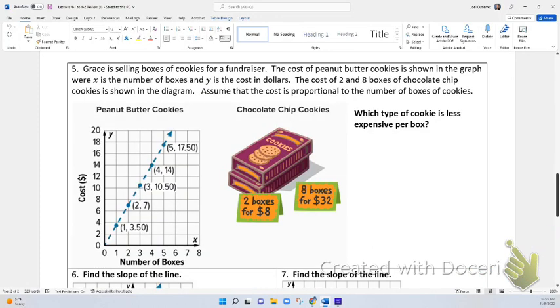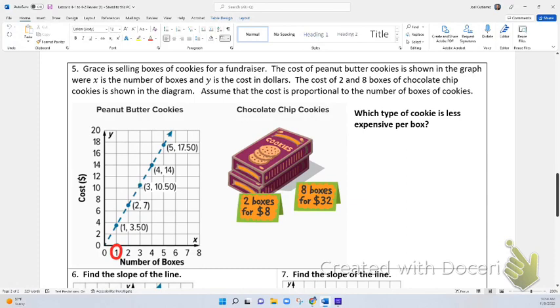All right, so for number 5, it says Grace is selling boxes of cookies for a fundraiser. The cost of peanut butter cookies is shown in the graph, where the cost of chocolate chip cookies is shown on the diagram. So the question is, which type of cookies is less expensive per box, right? So let's start with peanut butter cookies, right? If I go to peanut butter cookies and I go to the number of boxes, the question is, how much does one box of cookies cost if we're talking about peanut butter cookies?